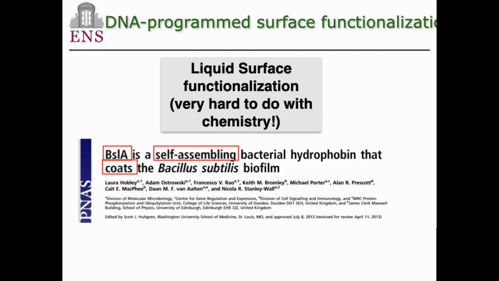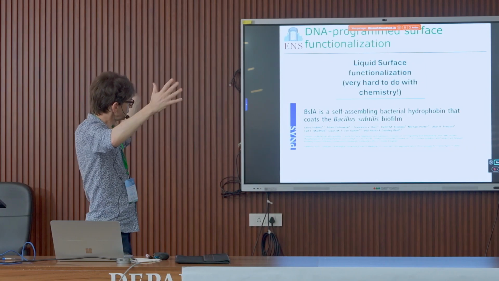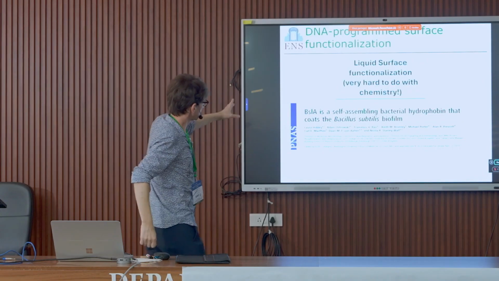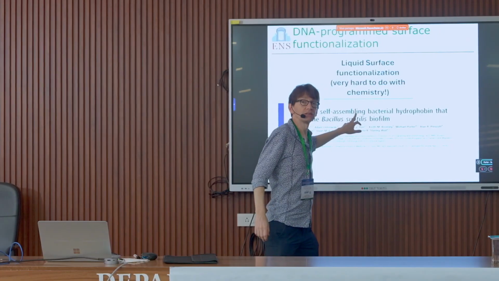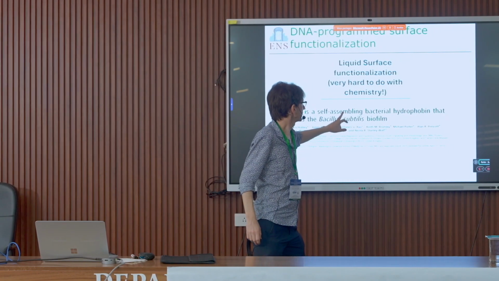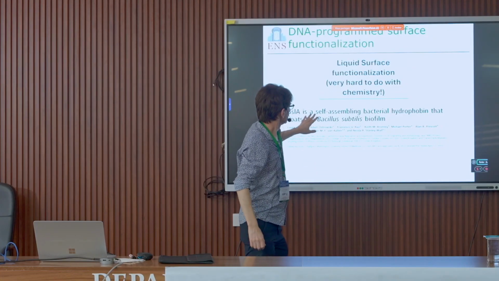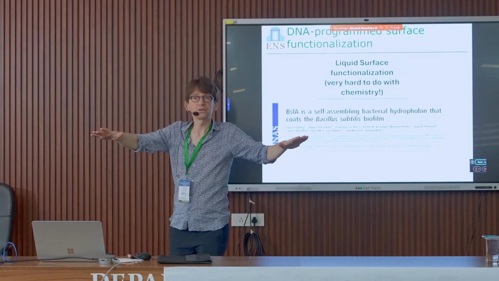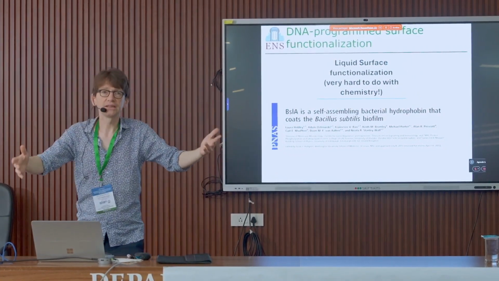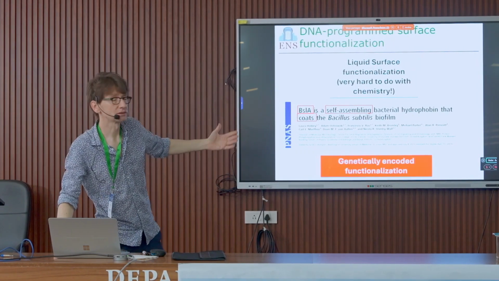So we said, okay, let's find an interesting protein that could do that. You just look at the literature. I found this protein. It's a self-assembling protein, like a surfactant. It's from bacteria that make biofilm. It's self-assembling, and it's very interesting. It coats surfaces, this protein. So this could be very nice for surface functionalization. Maybe if we express this protein, we can start to functionalize liquids.